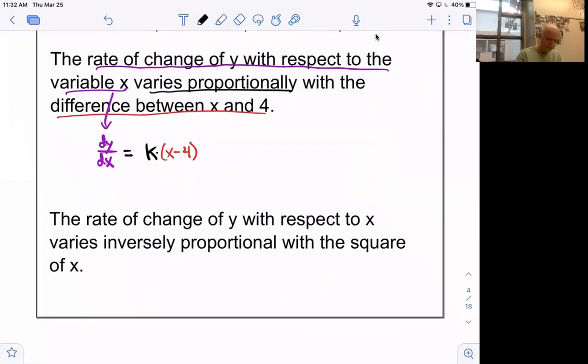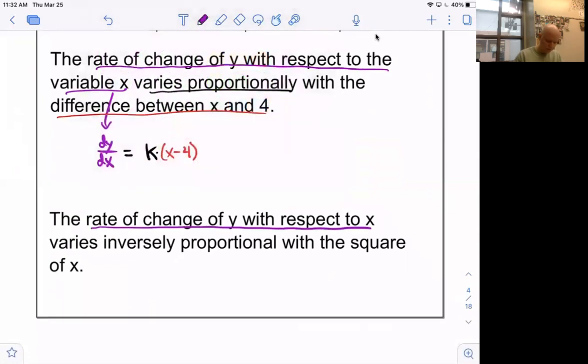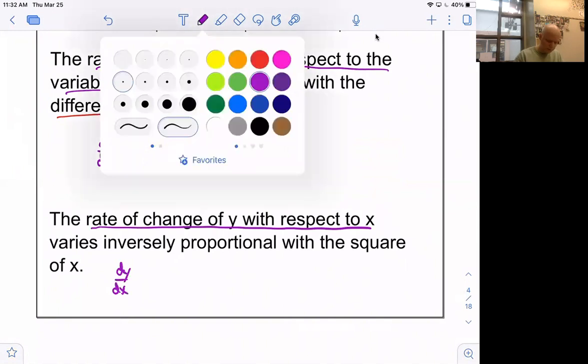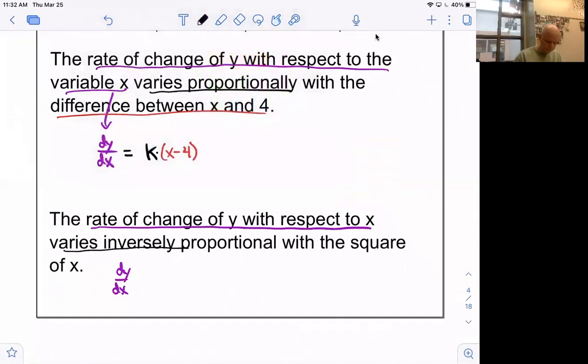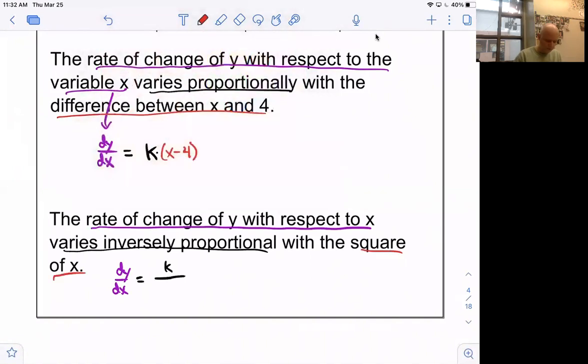Very related, down here, we've got another statement, the rate of change of y with respect to x. So that's dy dx. It says varies inversely proportional. So what this means is that my derivative is equal to k divided by, and then it says the square of x. So I'm going to put x squared down there. So this would be the differential equation that's described by that statement.